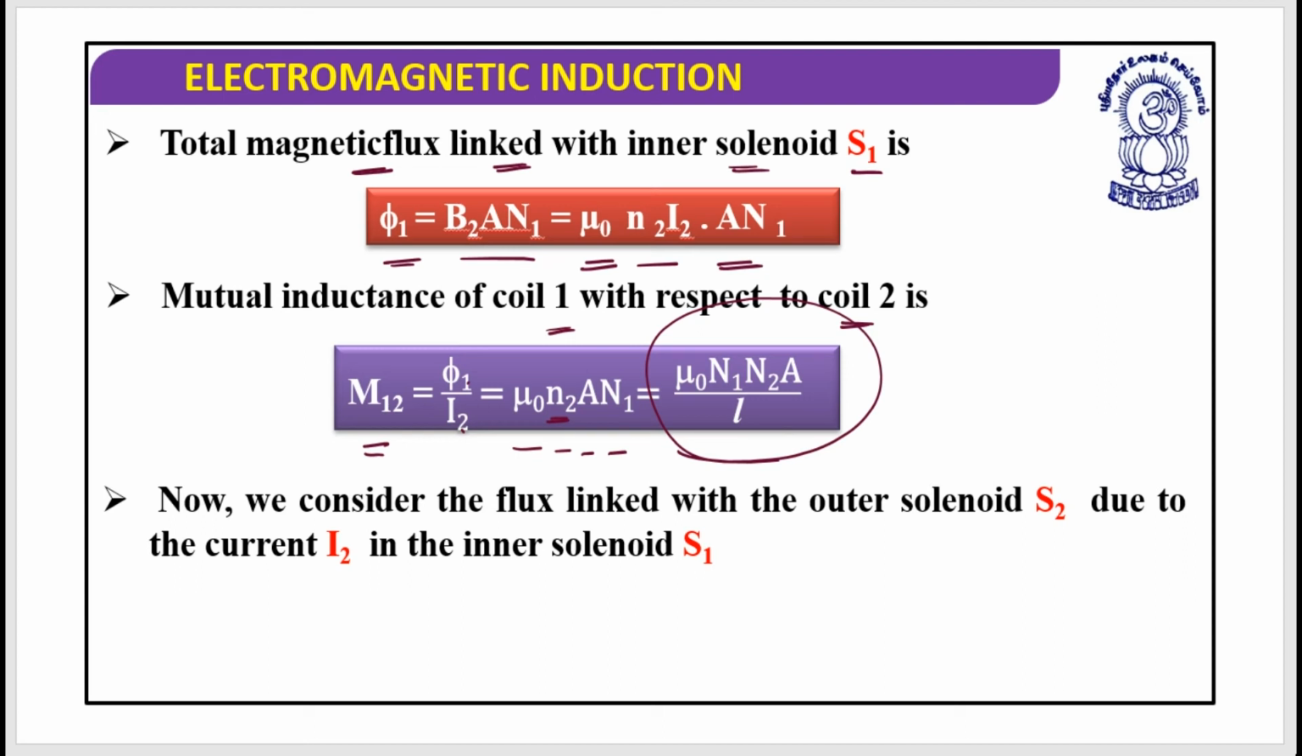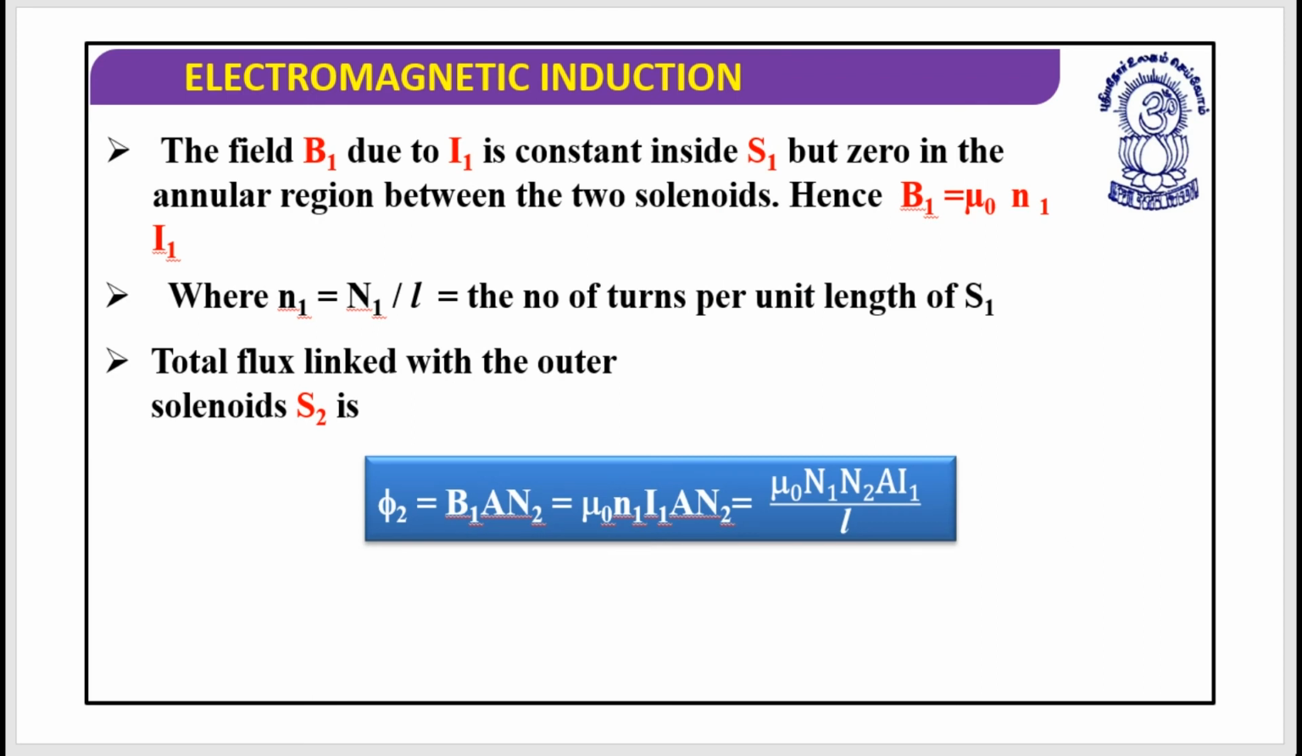Now let's do the completely reverse situation. Let's consider that the flux is going to link with the outer solenoid S2 due to the current I1 in the inner solenoid S1. When this happens, the field B1 due to I1 is constant inside S1 but zero in the annular region between the two solenoids. Hence the magnetic field will be equal to mu naught into n1 into I1, where n is the number of turns per unit length of S1.